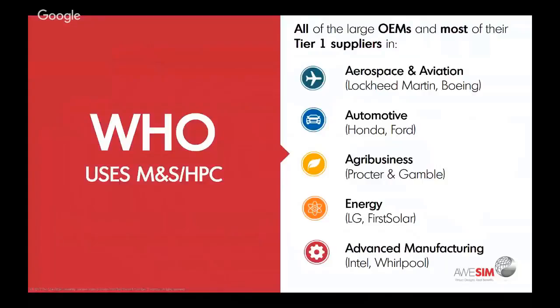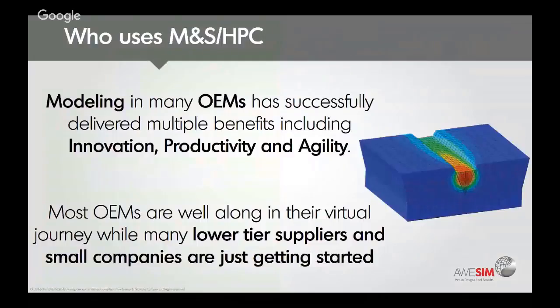So we have a list here of those case studies and people that use it. In general, there's a lot of big OEMs and tier 1 suppliers in these fields that make use of it. And there's a lot of case studies, and we're trying to push it down to the supply chain, to just the smaller companies. And we know that they are just getting started on that.